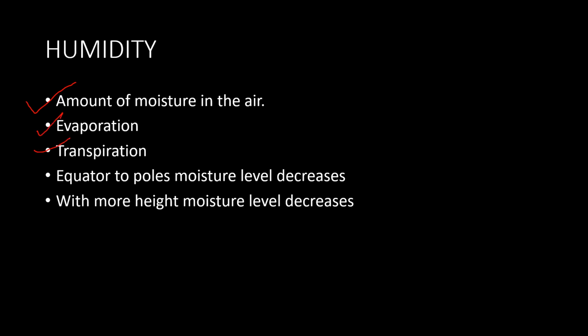Now, we are going to look at what will happen if we move from the equator to the poles. What is the impact on humidity? So, moving from the equator to the poles, the moisture level in the air will decrease. And with more height, if we move from sea level to very high altitudes, then the moisture level will also decrease.